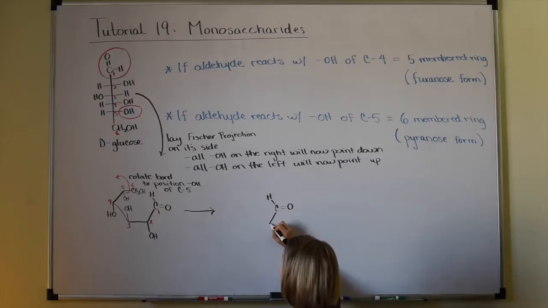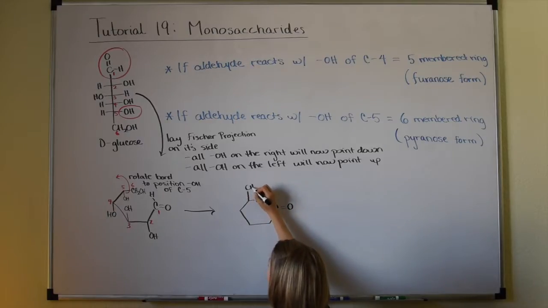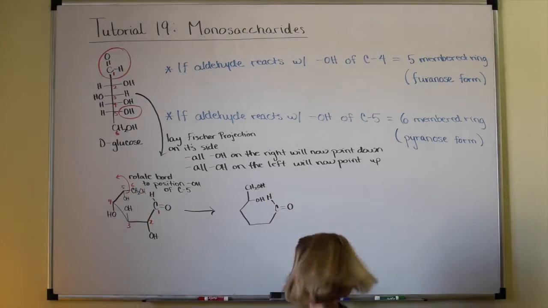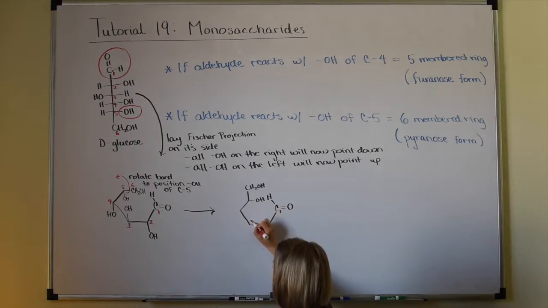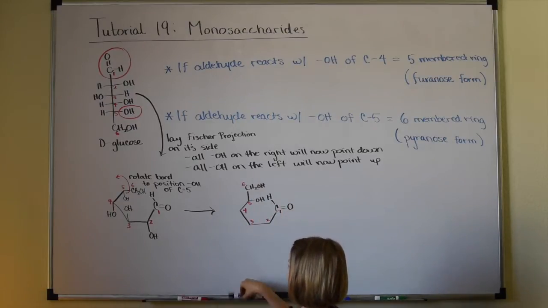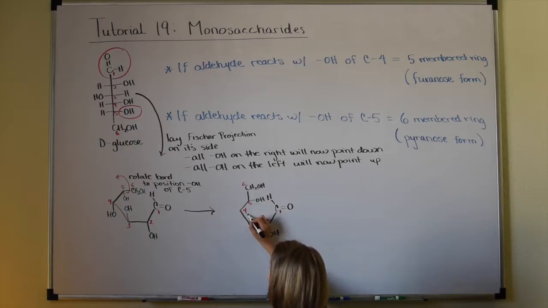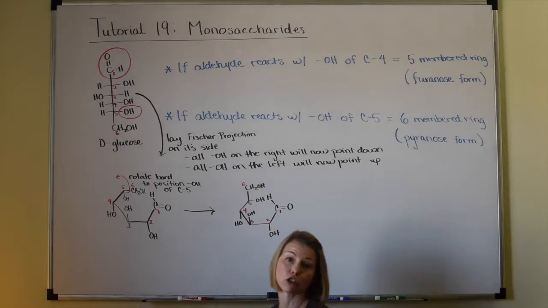My aldehyde, carbon 2, carbon 3, carbon 4, carbon 5, and now my OH is pointing here, and my carbon 6, carbon 6 got rotated up. Okay. All right, let me label all my carbons. Carbon 1, 2, 3, 4, 5, 6. And nothing changed on any of the other bonds. So down, up, down.